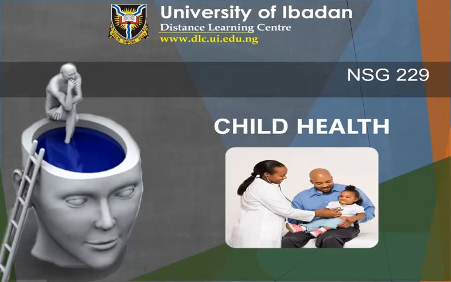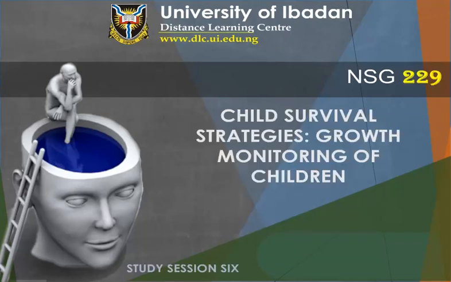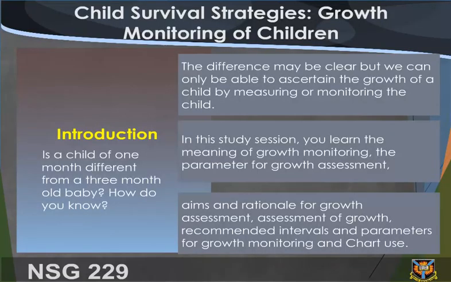Welcome to NSG 229, Study Session 6, Child Survival Strategies: Growth Monitoring of Children. Introduction. Is a child of 1 month different from a 3-month-old baby?